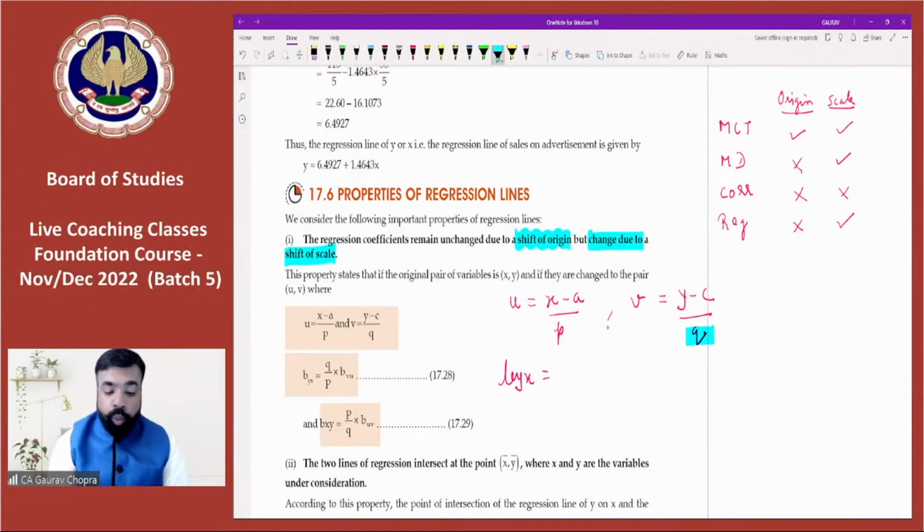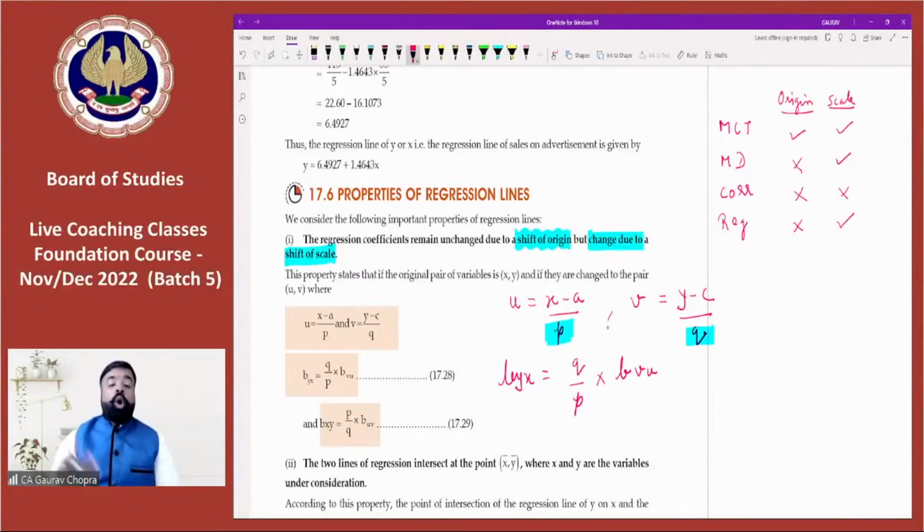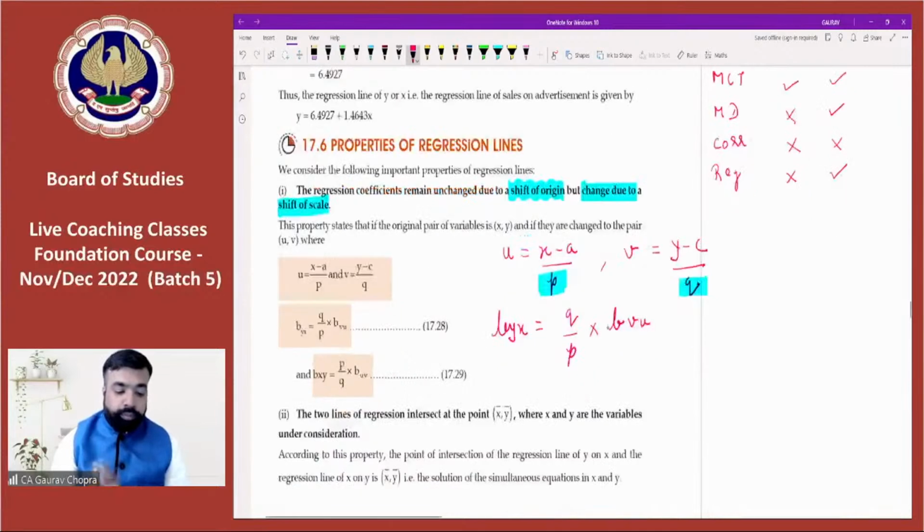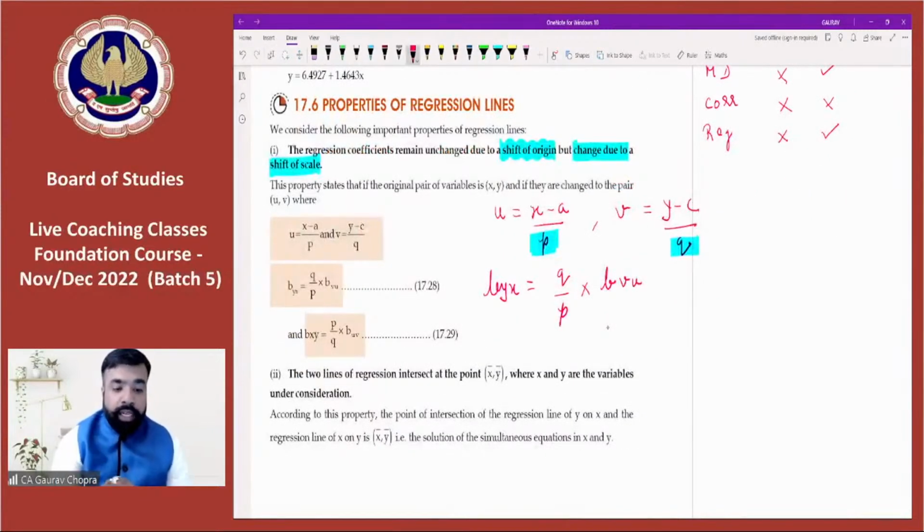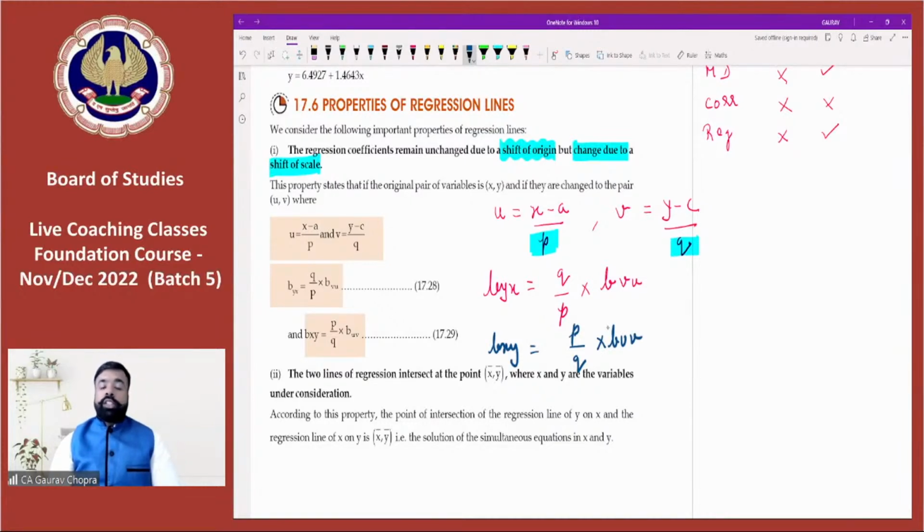How to find byx? Take the value of q and p from here. So q upon p multiply by BVU. What is BVU? This is the regression coefficient of V on U, which will be given in the question. We can directly put the values. And reverse, if we have to find out BXY, then write p upon q multiply by BUV. This will always be given in the question. Just apply and then get the result.